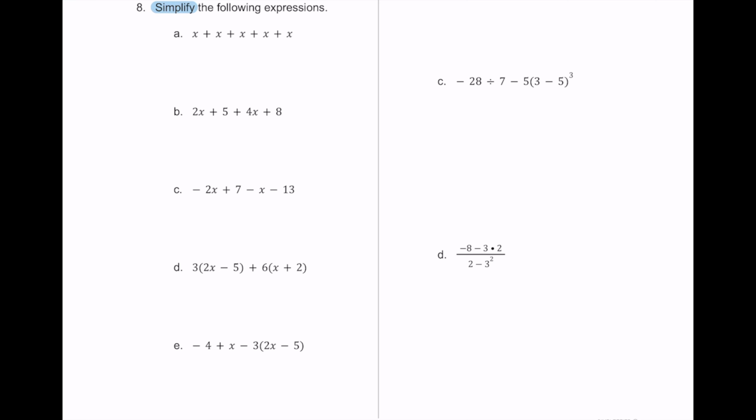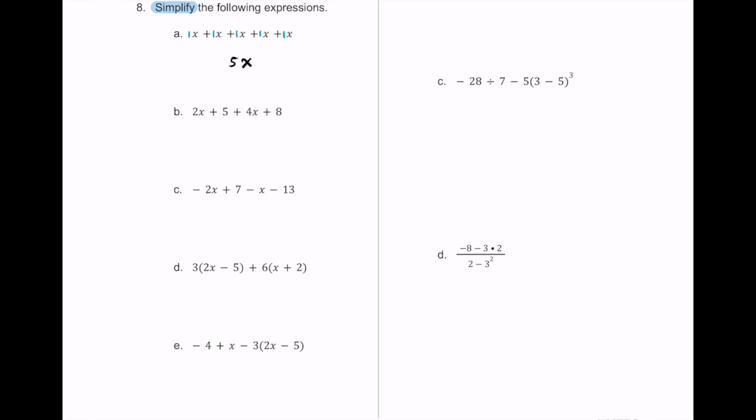So for A, it looks like we have x plus x plus x plus x plus x. So think about what their coefficients are. Remember, this is really 1x plus 1x plus 1x plus 1x plus 1x. So that should be a total of 5 x's here, right? That would be the most simplified expression.